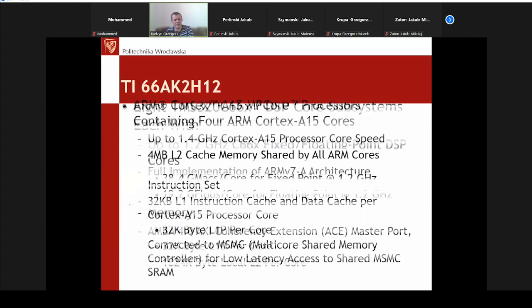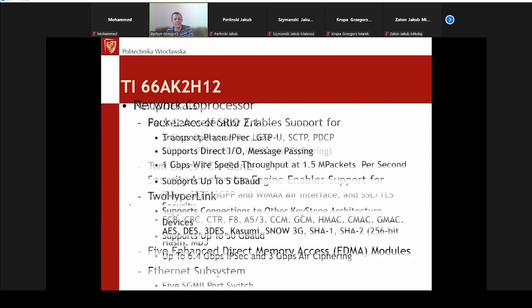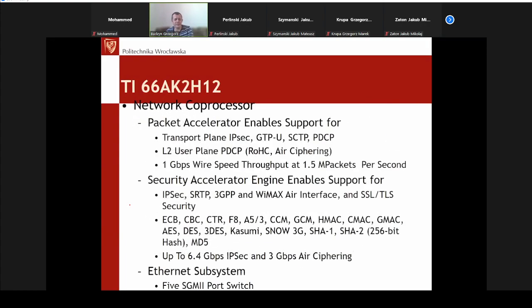Of course, a lot of memory, so that's maybe not that important. Plenty of communication resources, especially because this kind of processor is quite often used in various routers or various network equipment.